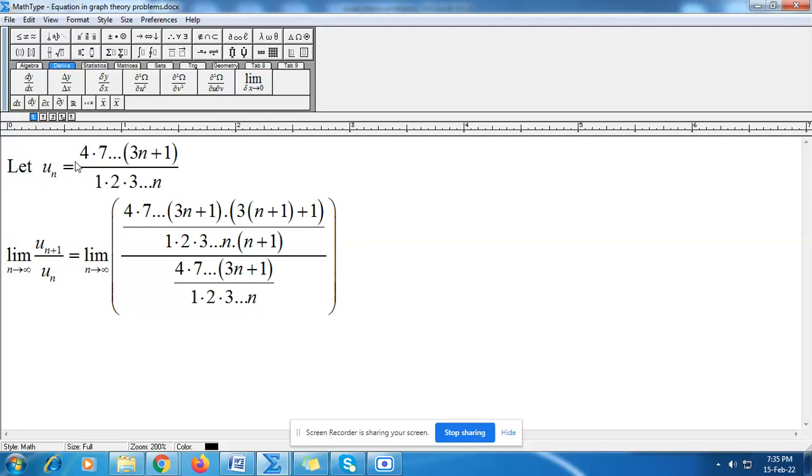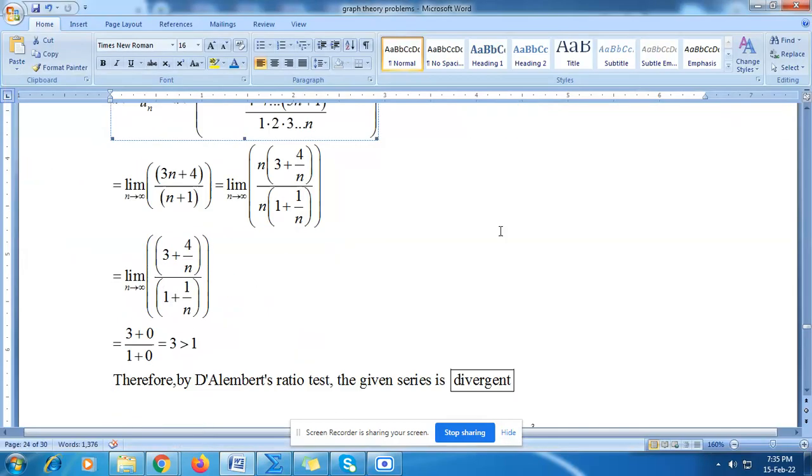un plus 1, that is 4 into 7 into so on 3n plus 1 into the n plus 1th term. So 3 into n plus 1 plus 1 by 1, 2, 3 so on n, where n is the nth term. We require the n plus 1th term, so the additional term is n plus 1. After n we have n plus 1. And by un is the same. Now take the reciprocal.